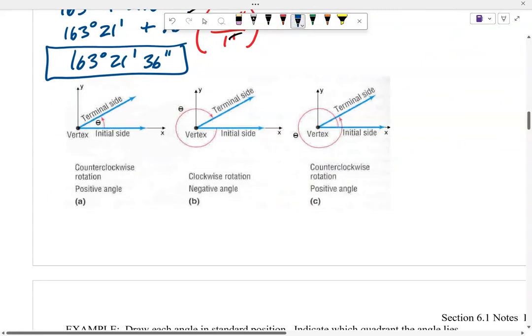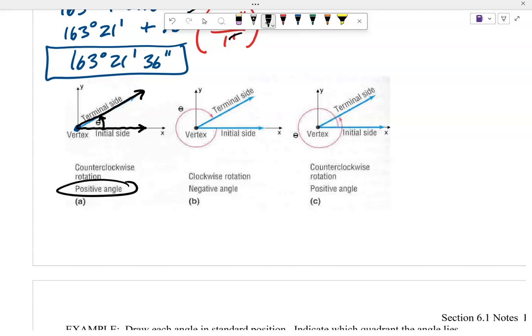So we're going to use theta to represent an angle's measurement. In standard form, what we do is we put the vertex right on the origin. The initial side is on the x-axis, and however much we rotate that theta amount, where we end up is the terminal side. Okay, this is a positive angle if I rotate counterclockwise. So this might be like 45 degrees, positive 45 degrees.